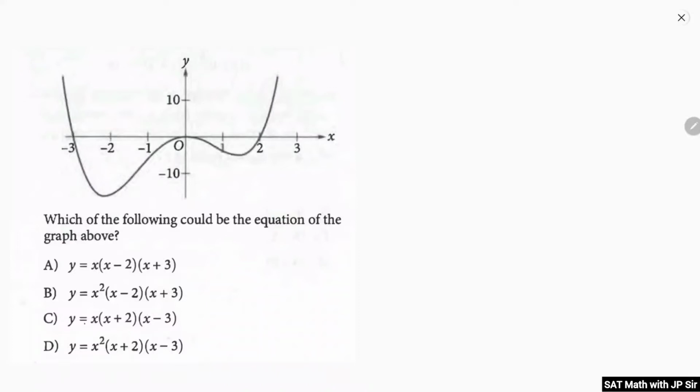Have a look at this graph. This graph is given and you have to tell which of these equations belongs to this graph. In this video, you will learn these types of questions. These are frequently asked questions in SAT exams.